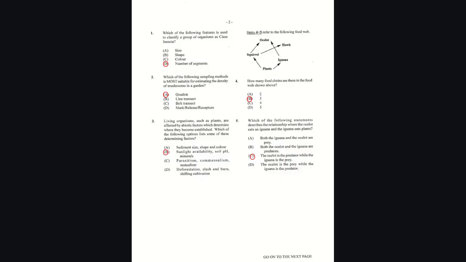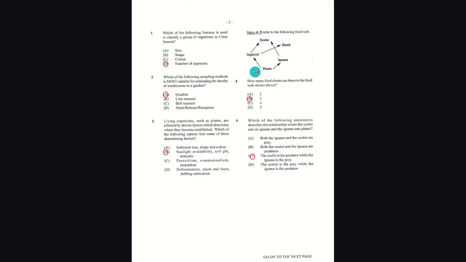Alright, next question. Items 4 to 5 refer to the following food web. How many food chains are there in the food web shown below? It has A, 2, B, 3, C, 4, and then D, 5.